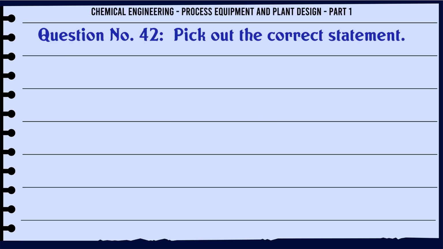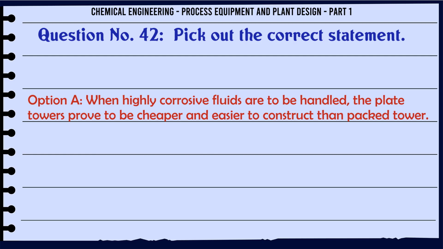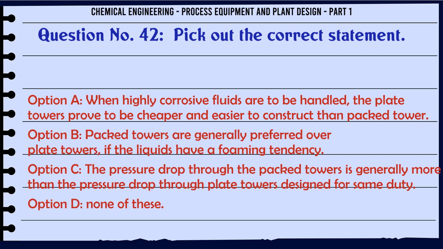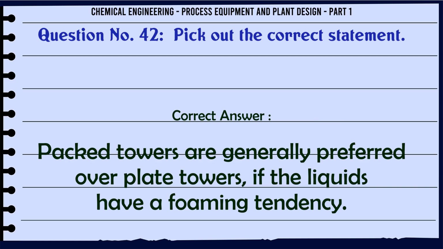Pick out the correct statement. A. When highly corrosive fluids are to be handled, the plate towers prove to be cheaper and easier to construct than packed tower. B. Packed towers are generally preferred over plate towers if the liquids have a foaming tendency. C. The pressure drop through the packed towers is generally more than the pressure drop through plate towers designed for same duty. D. None of these. The correct answer is packed towers are generally preferred over plate towers if the liquids have a foaming tendency.